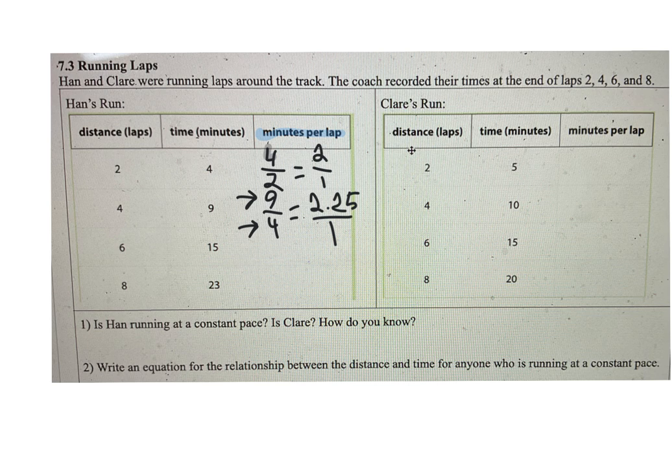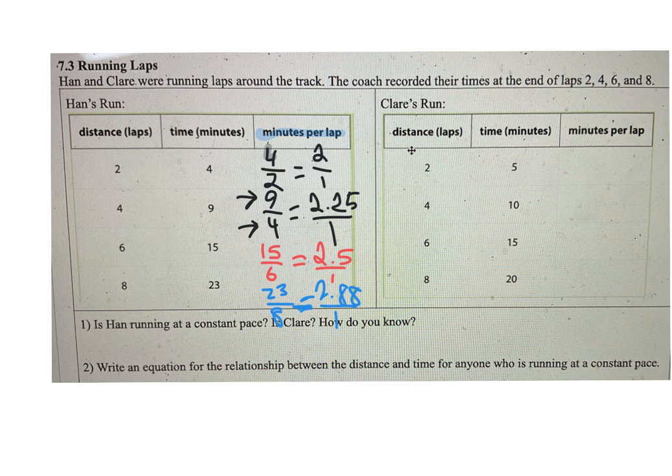All right, next up, let me change the color so it doesn't blend in too much. When Han runs for 15 minutes, he goes 6 laps. And if you divide by 6 on the numerator and denominator, you're going to get 2.5 minutes jogging for 1 lap. And last but not least, when Han runs for 23 minutes, he goes 8 laps, which is 2.88 minutes for 1 lap. So as you can see, Han's speed is not consistent. His minutes per lap is changing as he runs different amounts of laps.